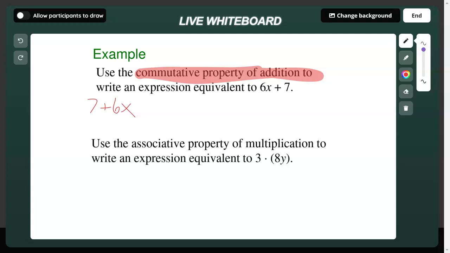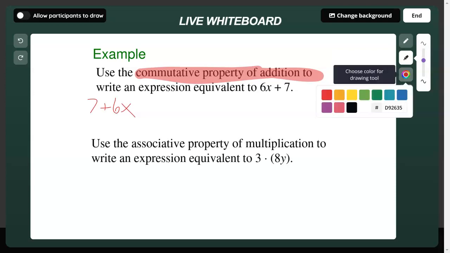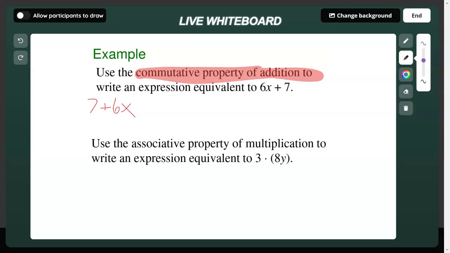Now, the associative property of multiplication. Okay? What does the associative property say to do? Okay? So what part of the expression is the association? Okay? 8y is being associated, all right? Because that's in the parentheses. That's being grouped. So if I want to change the association, what's going to be grouped instead? 3 and 8. Okay? So 3 and 8 are going to be associated. Okay? And then the point of that is, oh, now I can multiply those together. What's 3 times 8? 24.